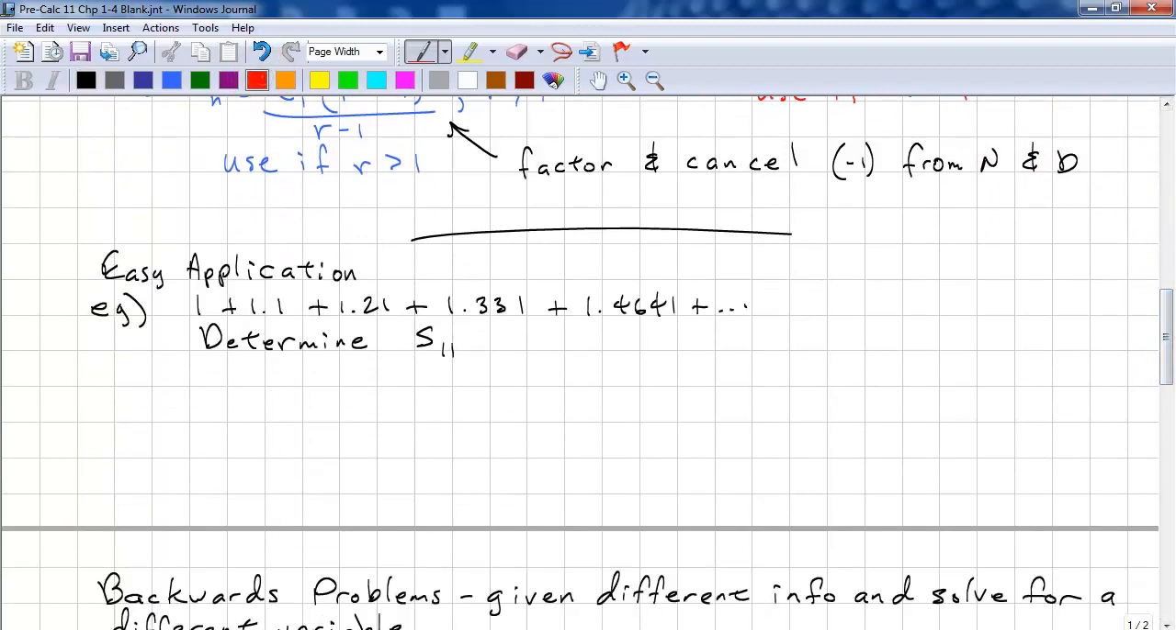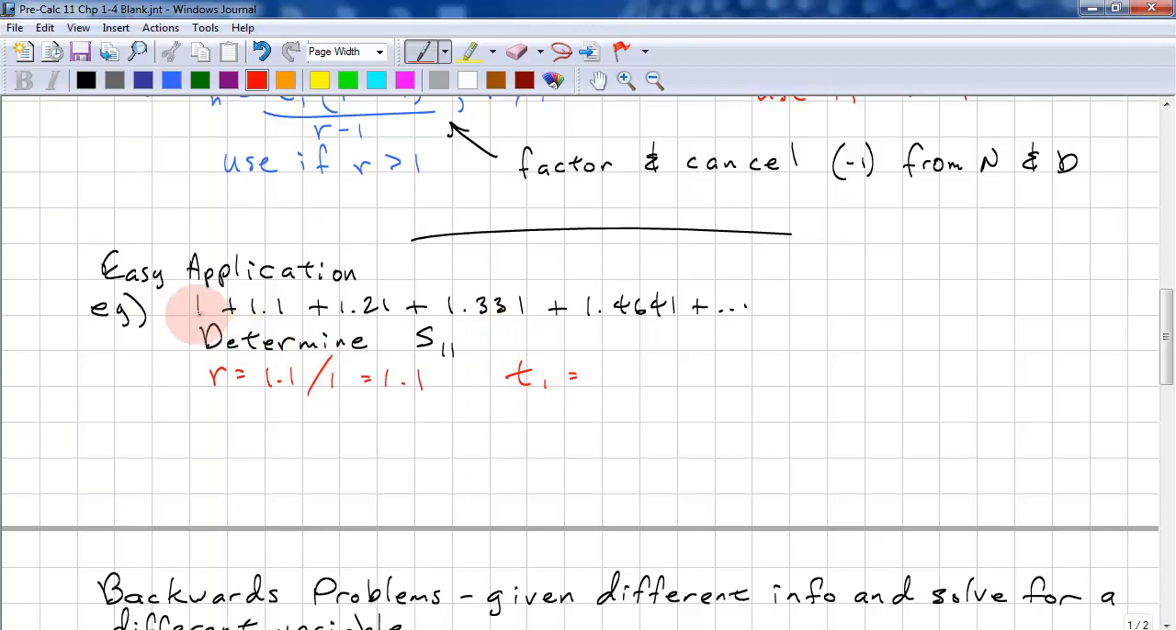So here's an easy application. We have the geometric series 1 plus 1.1 plus 1.21 plus 1.331 and so on. And we're asked to determine S11. So r equals 1.1 divided by 1. Well, that's just 1.1. And if you want to verify this, you take 1.21 divided by 1.1, and that should give you 1.1 as well.